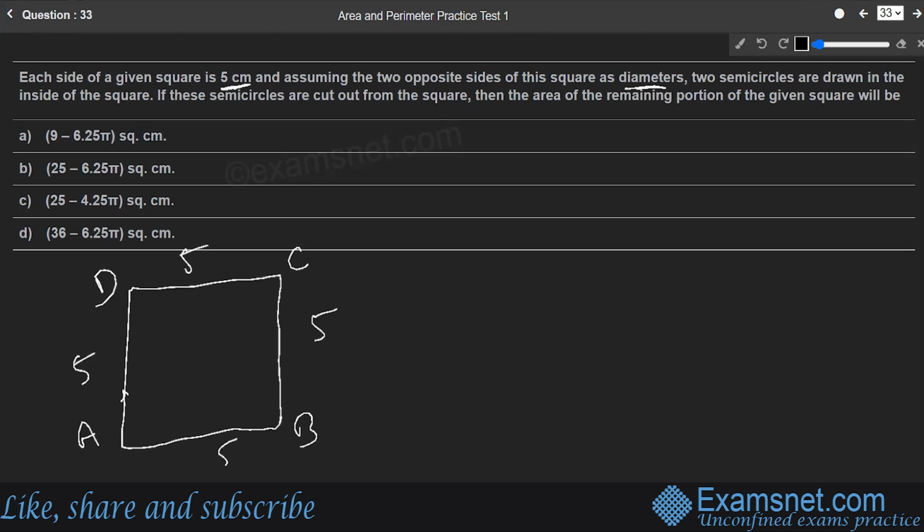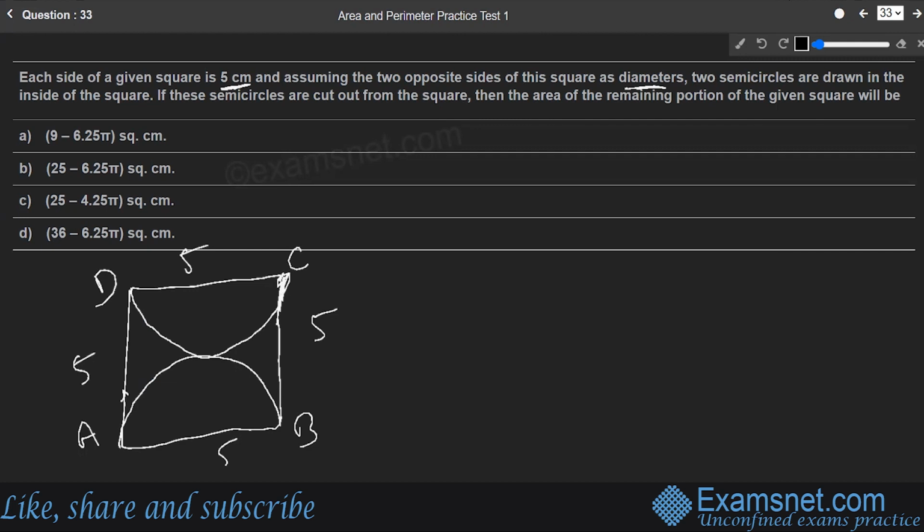Then he says assuming the two opposite sides of the square as diameters. So let us take DC as one of the diameters and AB as another diameter. Two semicircles are drawn on the inside of the square. So let us draw the two semicircles like this inside the square. Obviously they will be touching because the diameter is the same. So this is how the figure looks.